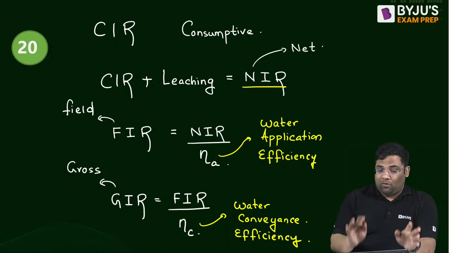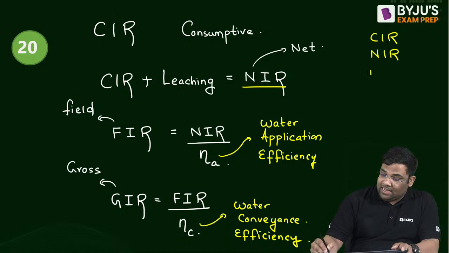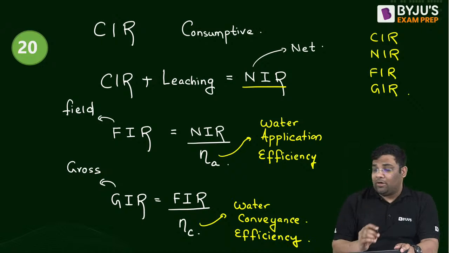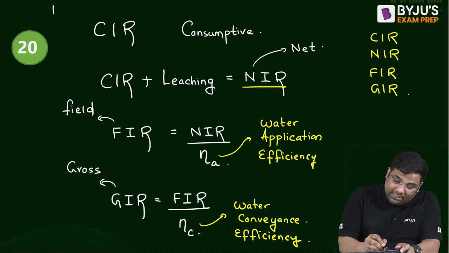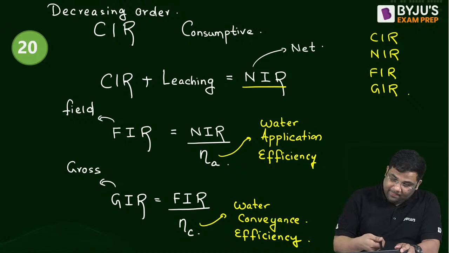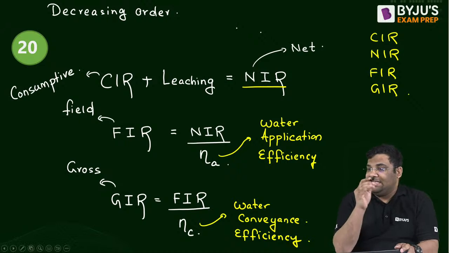Is everyone clear on all these four terms? CIR, then NIR, then FIR, and then GIR. Now, if I ask you the order of these, what is the order? Suppose I ask you the decreasing order. Tell me the decreasing order. Which one will be more? Tell me the decreasing order. Come on.